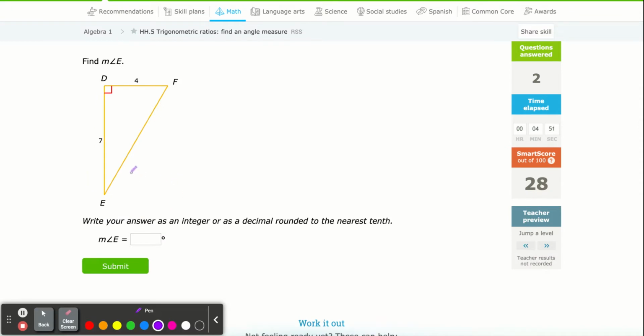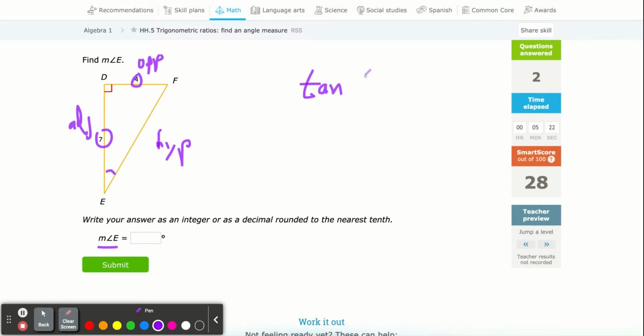In this problem, I think we'll be using the tangent key, or the tangent function. I want to know the measure of angle E. Here's E. Here's my right angle, so that makes this the hypotenuse. And this is the adjacent. And this is the opposite. And I notice I have the opposite and I have the adjacent. So that means I'm going to use the tangent, because tangent uses opposite and adjacent.